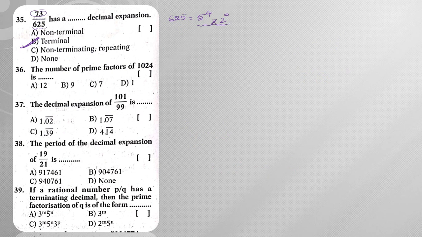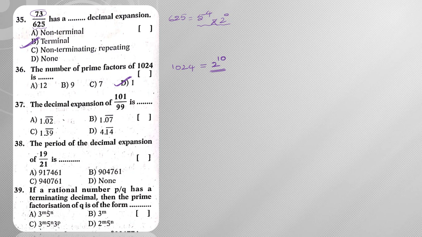The number of prime factors of 1024. Already we know 1024 is nothing but 2 power 10, so you need to remember these values. So 1024 is nothing but 2 power 10. That means how many prime factors do we have? We have only one prime factor.